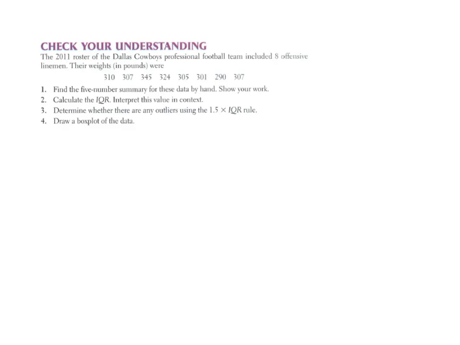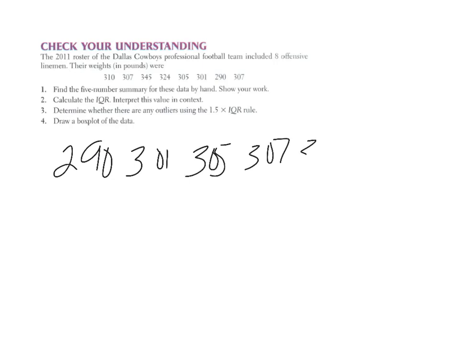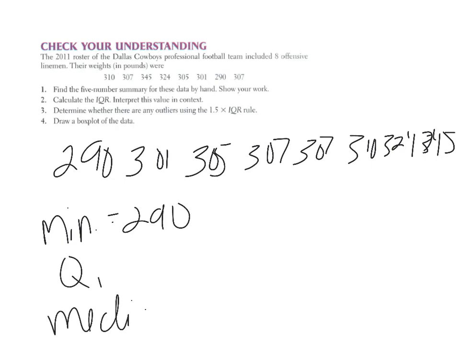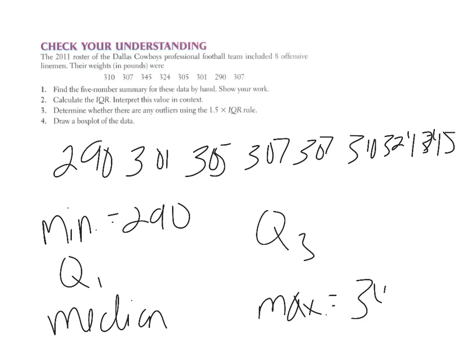Show my work. Well, the first thing I need to do is put this data set in order so that I can do that. 307, 307, 310, 324, and then 345. Okay, so there are 8 offensive linemen here. If I'm doing a 5-number summary, I need my minimum, which is 290, Q1, my median, Q3, and my maximum, where my maximum is 345.